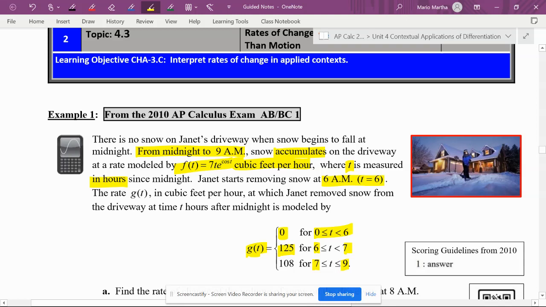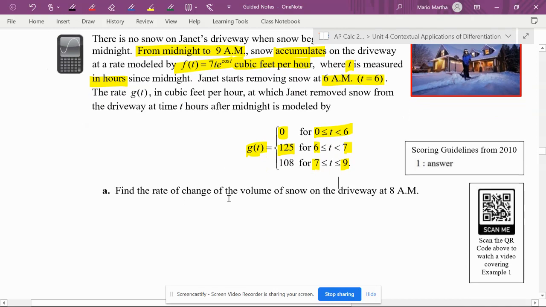Now, keep in mind that at the same time you have snow falling. That's very important. So we're still adding snow, and at the same time, we're taking away snow. The best way to think about this is that she takes away more snow than is being added. So let's see how we can find the rate of change of the volume of snow on the driveway. We have something that's adding and something that's taking away.